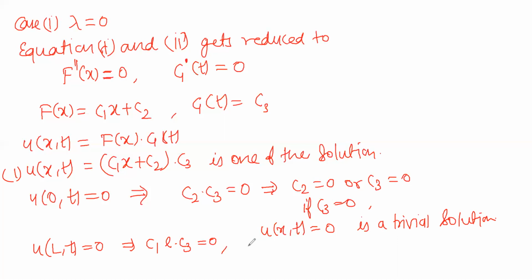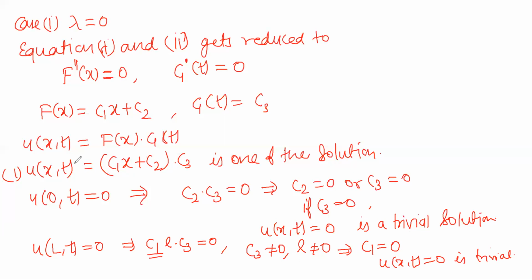Now, just now I said, since C3 cannot be equal to 0 and this is length, length also cannot be equal to 0. So the ultimate result would be C1 is 0. This implies C1 is 0. So if C1 is 0, and C2 is 0, C3 cannot be 0. In all of the cases, you get only one thing, that the solution is trivial. Okay, u of x equal to 0 is a trivial solution.